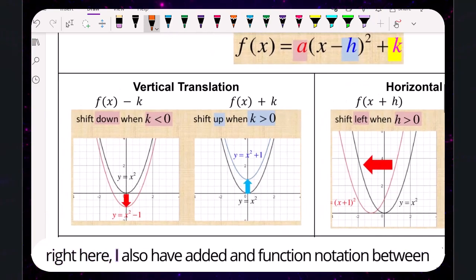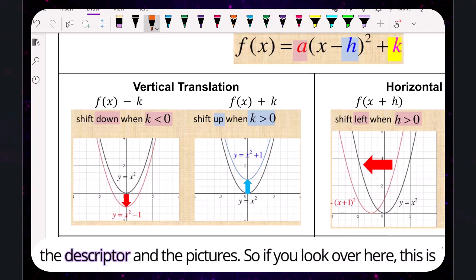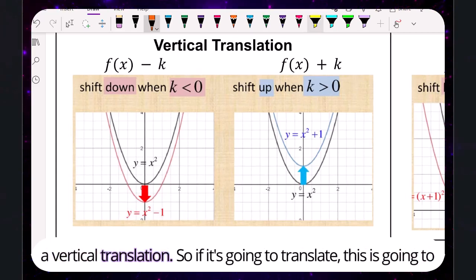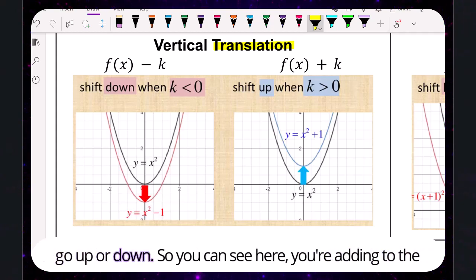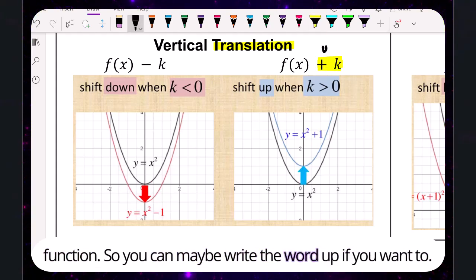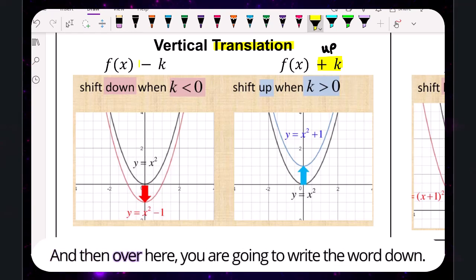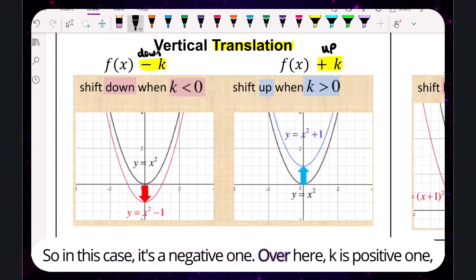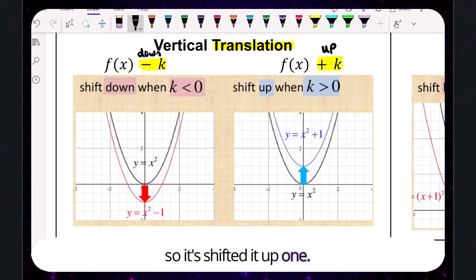So right here, I also have added in function notation between the descriptor and the pictures. If you look over here, this is a vertical translation. So if it's going to translate, this is going to go up or down. You can see here, you're adding to the function. So you can maybe write the word up if you want to. And then over here, you are going to write the word down. It tells you if k is negative, it will shift it down. So in this case, it's -1. Over here, k is +1, so it shifted it up 1.